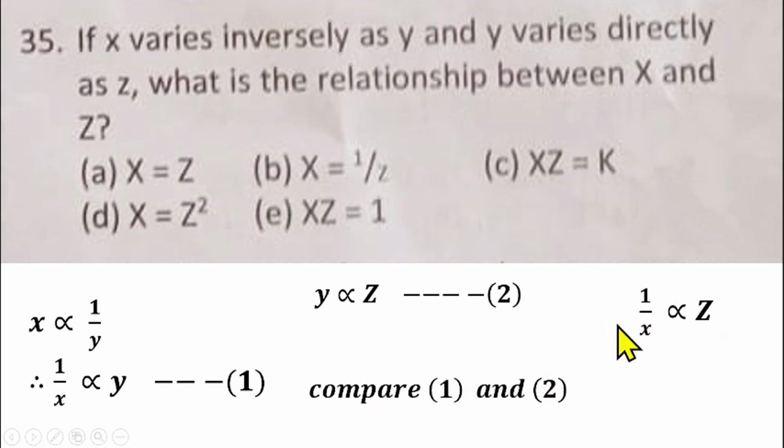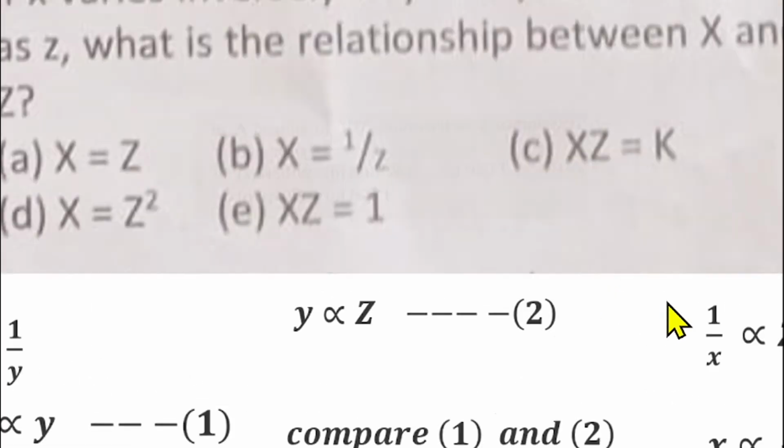If you invert this as well, 1 over x inverted gives x over 1, which is the same thing as x varies as 1 over z. So this is a joint variation, and that makes option B the right answer for question number 35.